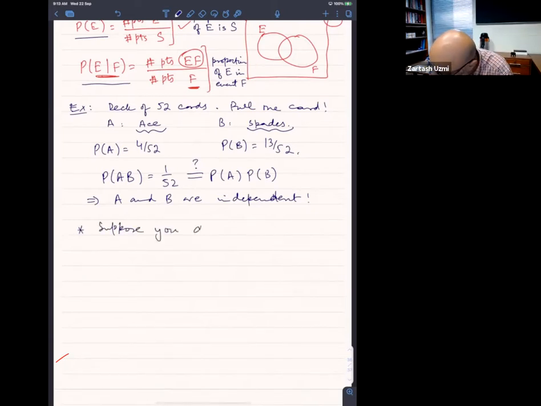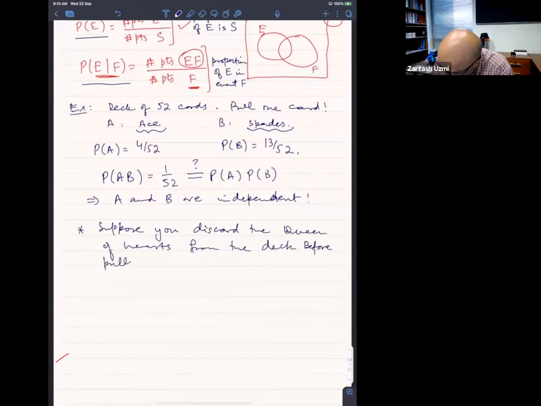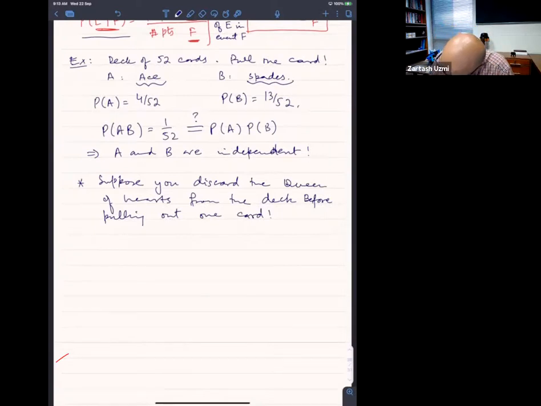Suppose you discard the queen of hearts from the deck before pulling out one card. Let's not compute the answer yet. Then we pull one card and again define A is ace and B is spades.